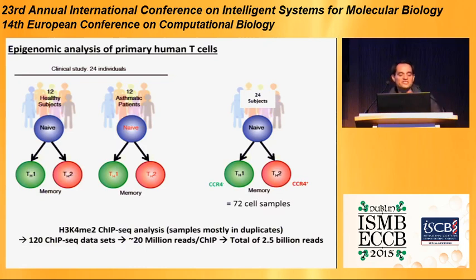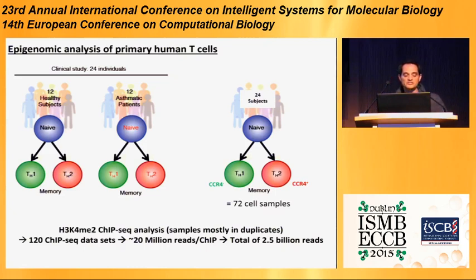from blood samples from these patients 3 different T memory cells. On the one hand, the naive cells that have never seen an antigen, and on the other hand, TH1 and TH2, or CCR4 negative and CCR4 positive memory cells. In total, there are 72 different samples. Most of them have been analyzed in duplicates. And we were interested in mapping active enhancers and active promoters in these samples.